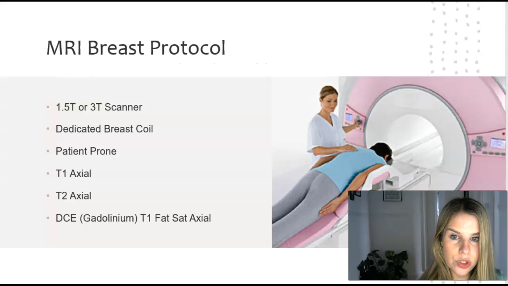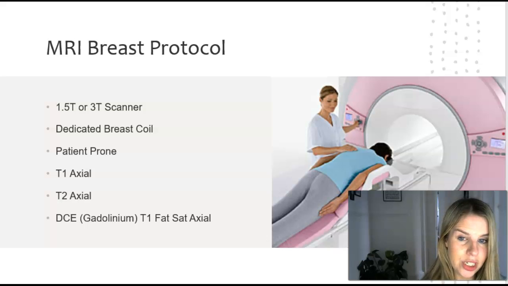In terms of the protocol, so again, 1.5 or 3T scanner, we do have these dedicated breast coils, and the patient is prone, so they're lying on their front. You can go in head first, you can go in feet first. Again, it depends which site you're working at, but the image shows it quite well. So the patient is prone and their breasts are sitting in the dedicated breast coil. And we have a few scans that we carry out, starting with the axial T1, and then we do an axial T2, and then we'll utilise that dynamic contrast enhancement again using gadolinium and carry out a T1 fat-sat axial.